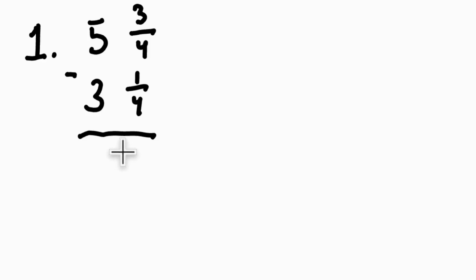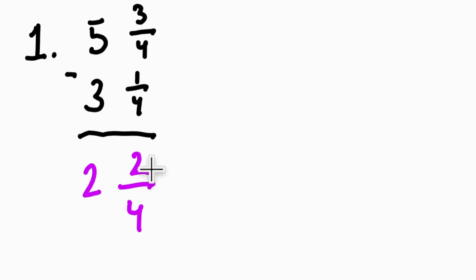Okay, let's look at this really simple question without any regrouping so we can see how the subtraction works. First, we have to subtract the fractions, then we have to subtract the whole numbers. 3/4 minus 1/4. Well, 3 minus 1 is 2, then we keep the same denominator of 4. Then we subtract the whole numbers. 5 minus 3 is just 2.